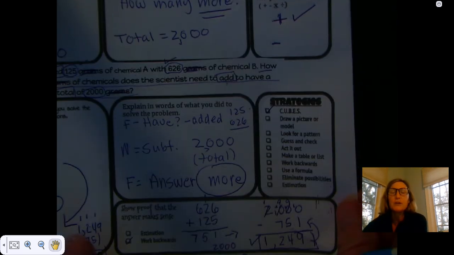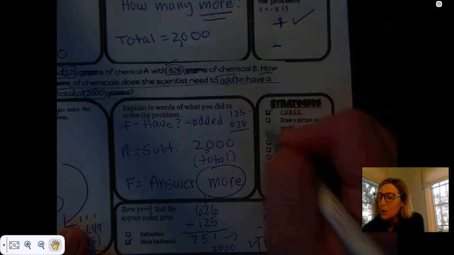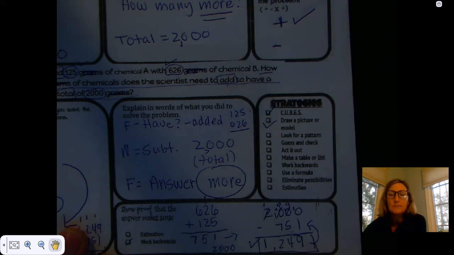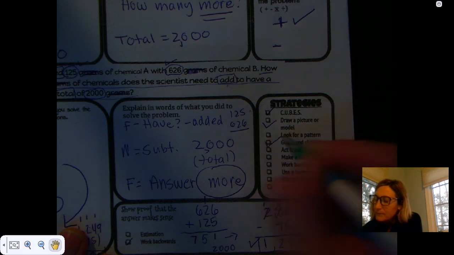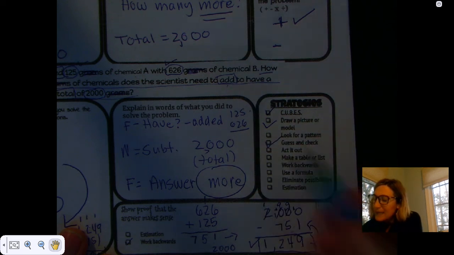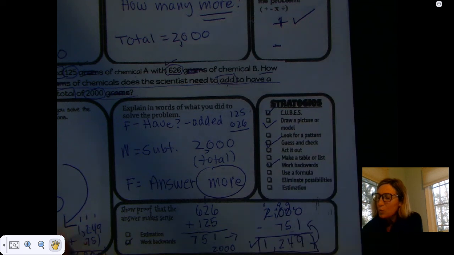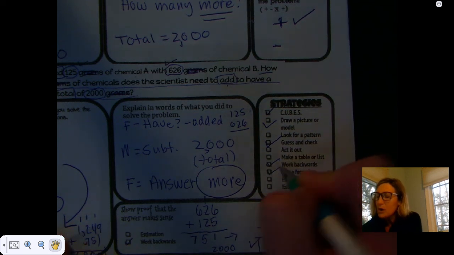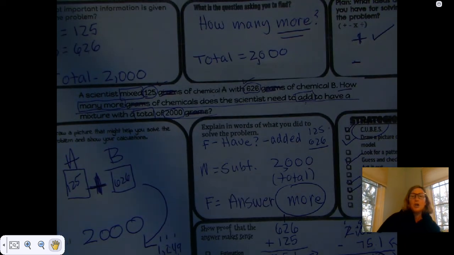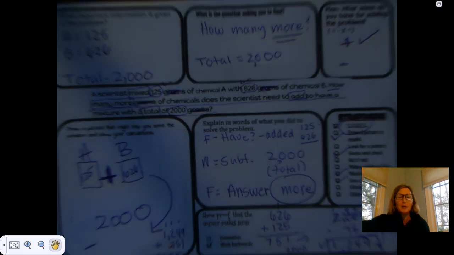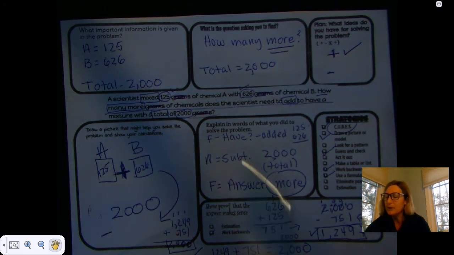Okay, let's look over here really quickly for our cube strategy. We did draw a picture, okay? We did kind of guess and check, okay? And we a little bit worked backwards. We really checked our work from what we had, okay? And we also used our cube strategies. Okay, so when we look at a word problem, let's make sure we answered it correctly.